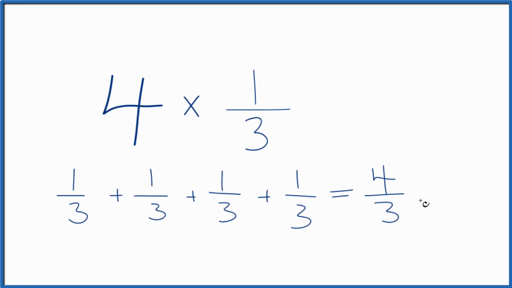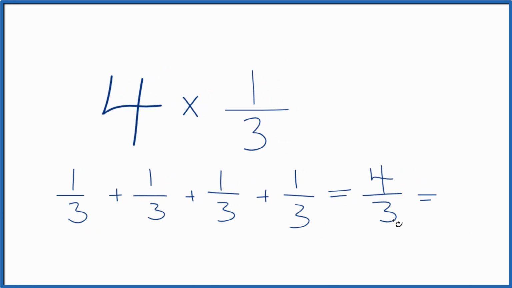This is an improper fraction. You could change it to a mixed number because 3 goes into 4 one time with 1 left over. So it's also equal to 1 and 1/3 as a mixed number.